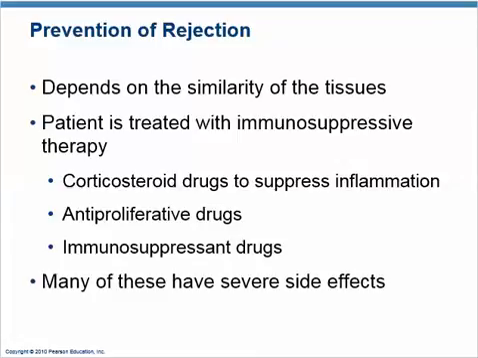So rejection happens because the immune system attacks it. So really what you need to do is immunosuppressive therapy. So the corticosteroids, immunosuppressant drugs, and anti-proliferative drugs are all important to stop this specific response about attacking the grafted organ. They all have problems. You become much more prone to infection, more prone to cancer, that kind of thing, because you're immunosuppressed.